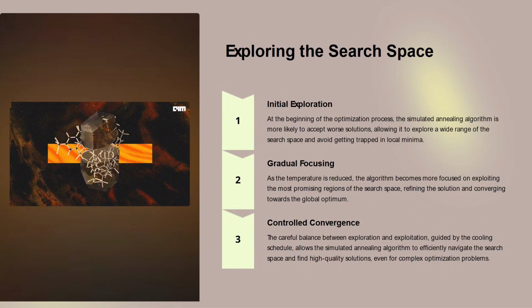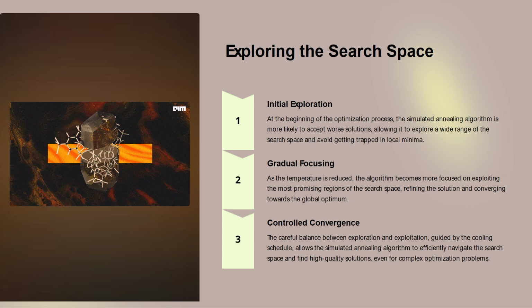Exploring the search space. There's initial exploration, there's gradual focusing, and there's controlled convergence. Talking of initial exploration, at the beginning of the optimization process, the simulated annealing algorithm is more likely to accept worse solutions, allowing it to explore a wide range of the search space and avoid getting trapped in local minima.